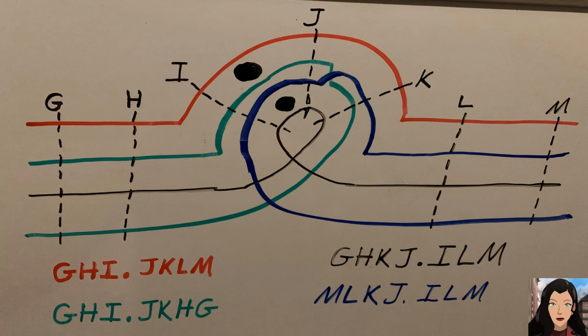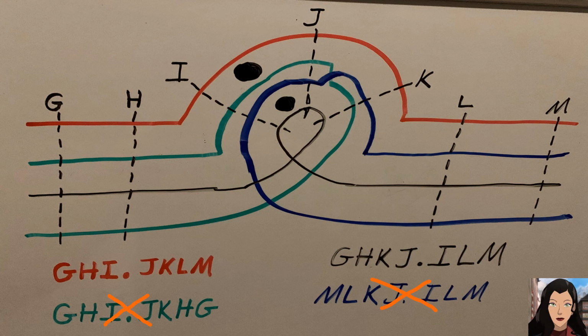The top strand in red, if you followed along the loop, is simply GHI, centromere, JKLM. Now, if you follow the strand in green, you get GHI, centromere, JKHG. Then, as we keep going, if you follow the strand in black, you get GHKJ, centromere, ILM. And then lastly, if we follow the last strand in blue, we get MLKJ, centromere, ILM.